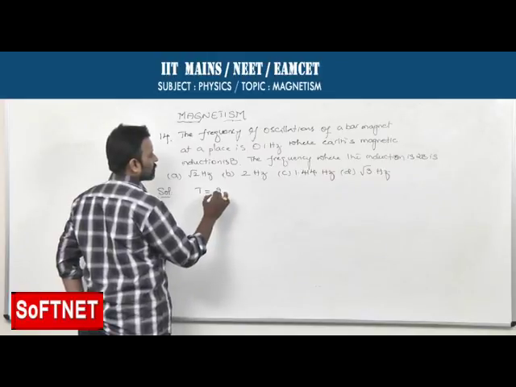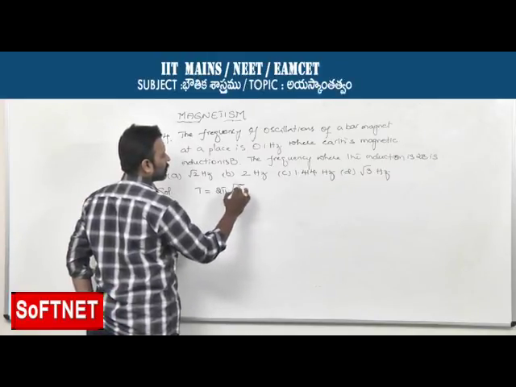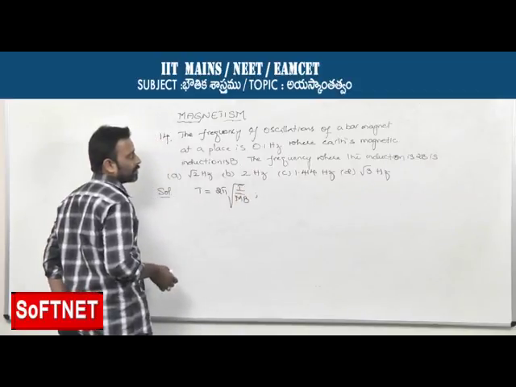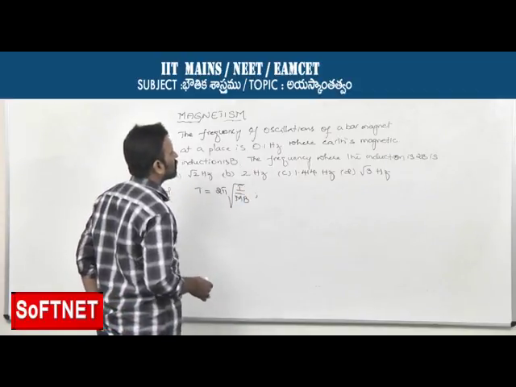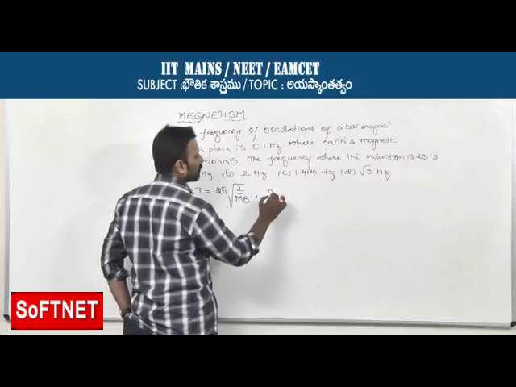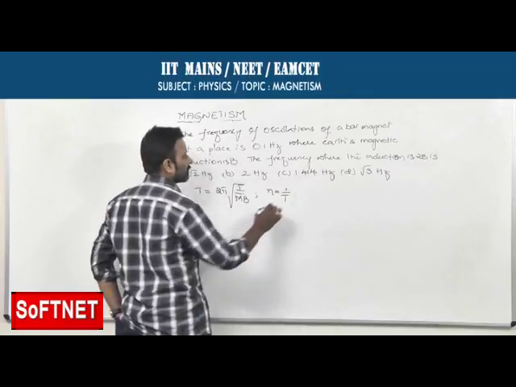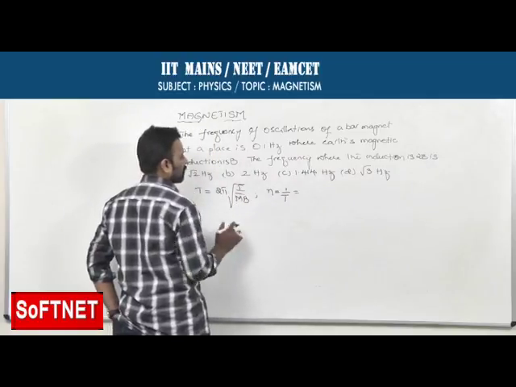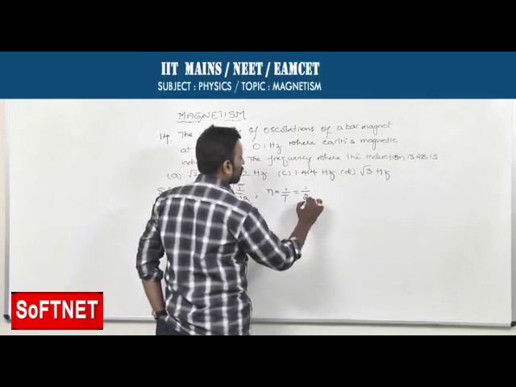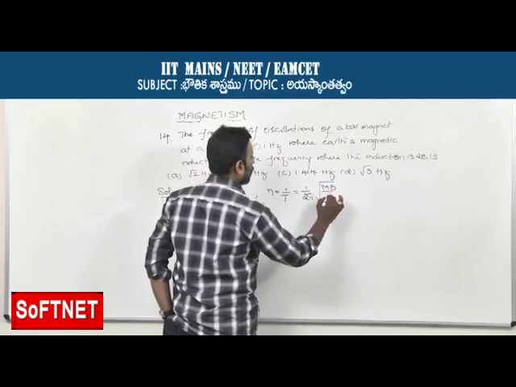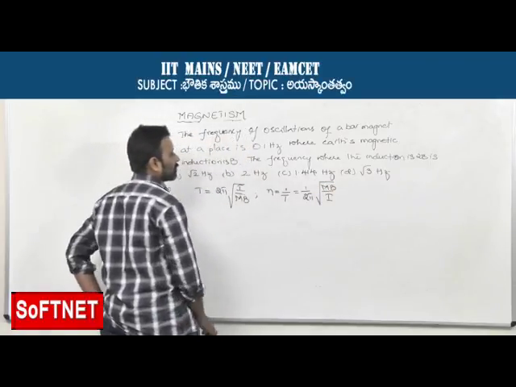The formula is 2 pi under root I by M into B. This is the formula for time period, but for frequency of oscillation, we know that frequency of oscillation is the reciprocal of time period. If you take the reciprocal of this, we get 1 by 2 pi under root M into B by I. Here I is the moment of inertia.